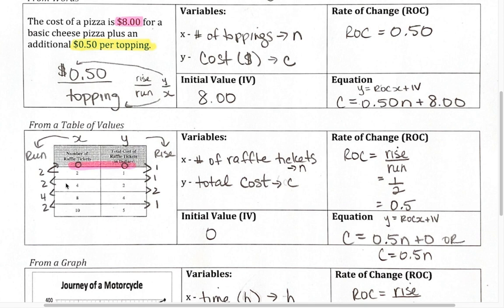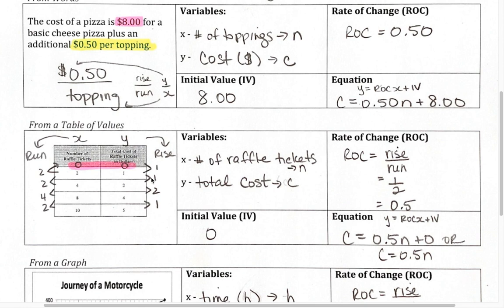So I go from 2 to 4, I go up 2. From 4 to 8, I go up 4. From 8 to 10, I go up 2. So what I can do is pick any matching rise and run to figure out my rate of change. So when I did this here, I chose my first one here.